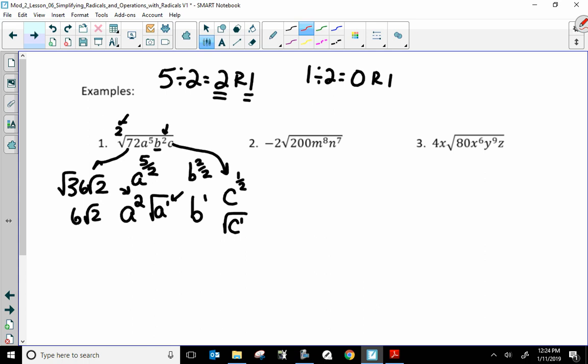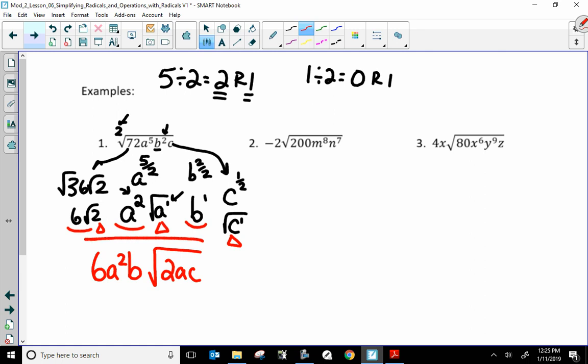So now let's just copy what we have. What do we have outside? 6, a squared b. What's inside the radical? 2, a, c. Done and done.